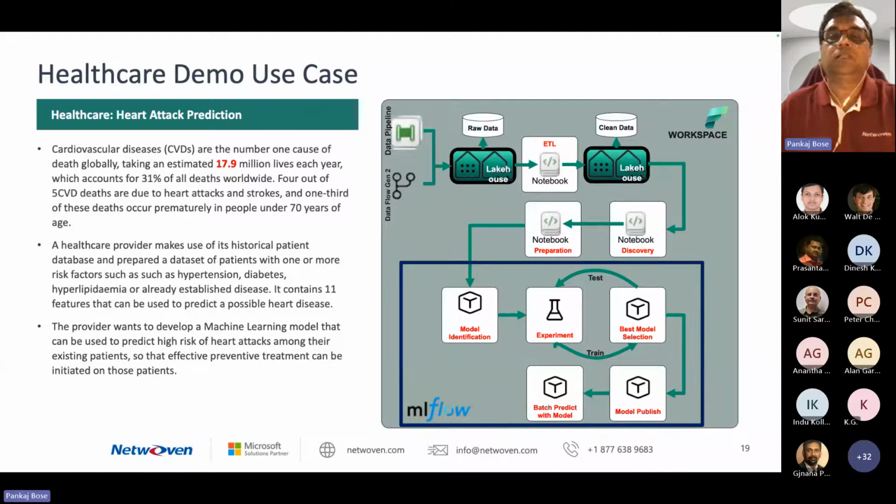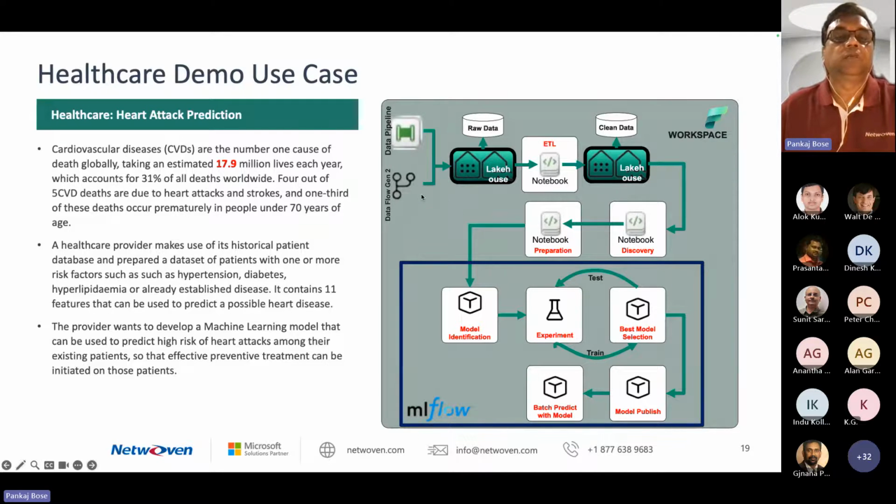So one of our healthcare provider customers wanted to create a machine learning model to predict the risk of heart diseases among its currently registered patients. And for that, it used its historical patient database. The data set has 11 features that are somehow correlated with heart diseases. Okay, and the experiment that we will follow in this particular case is all within Fabric.